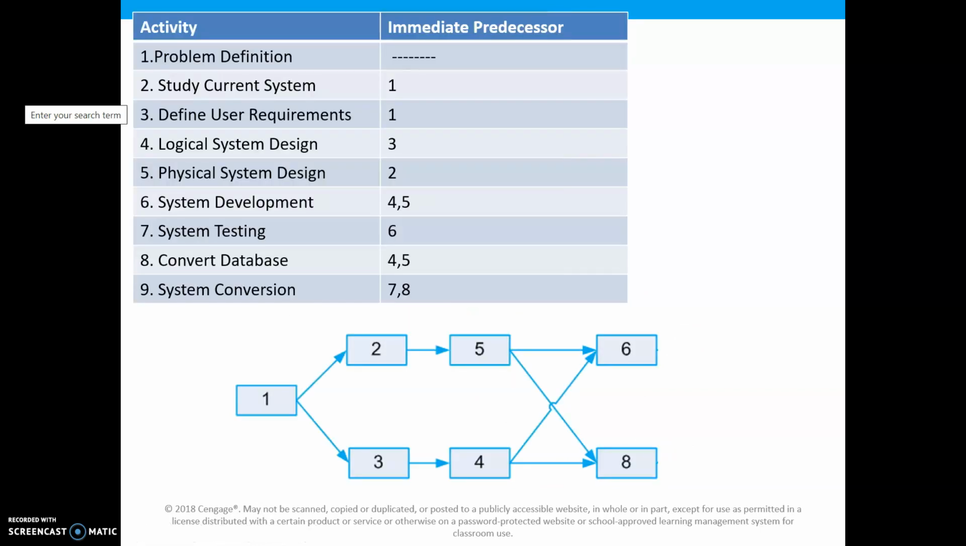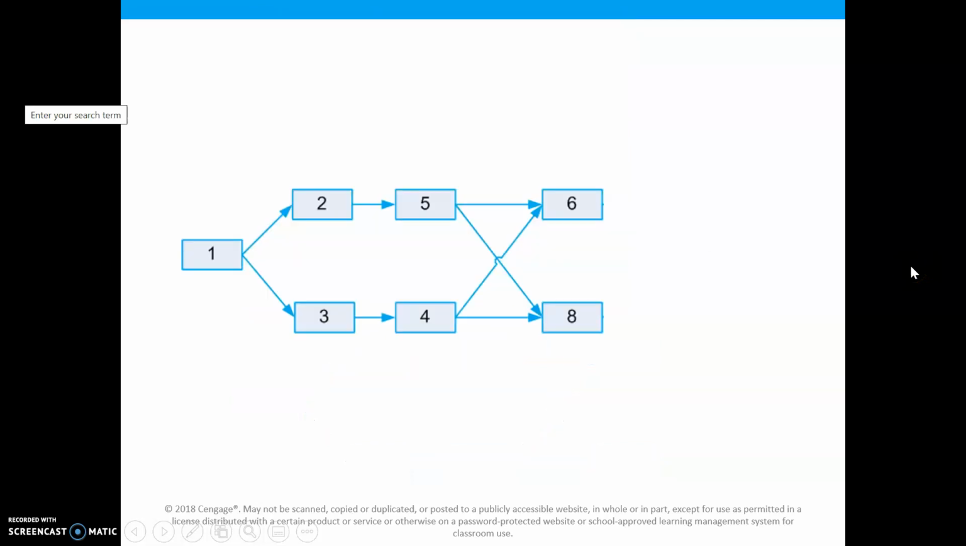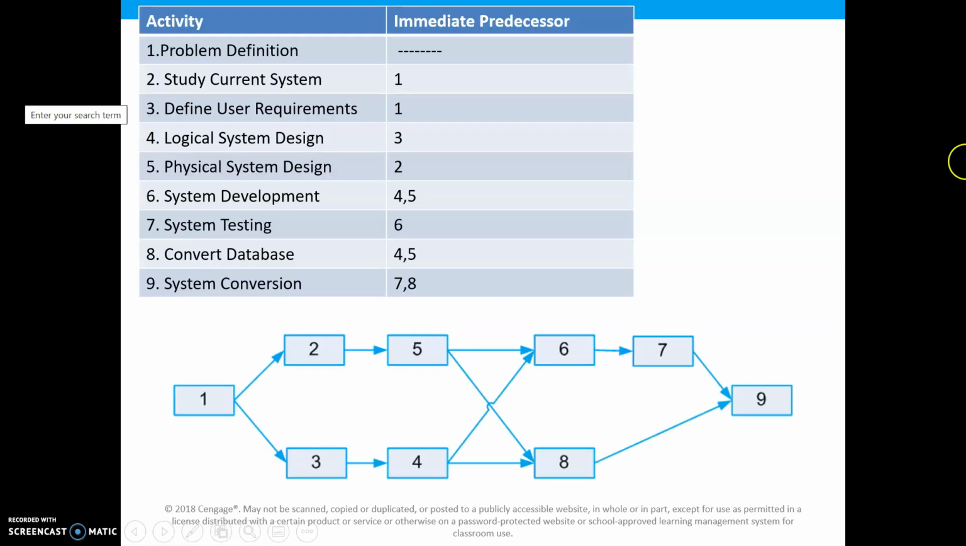In the next step, it says that 6 is a predecessor to 7, and that 7 and 8 are predecessors to 9. So go to that one. So you can see that here for number 7, number 6 was a predecessor. So you go from number 6 and you draw an arrow to number 7. You can see that for number 9, both 7 and 8 are predecessors to 9. So you have an arrow coming from both. And that is your network diagram.